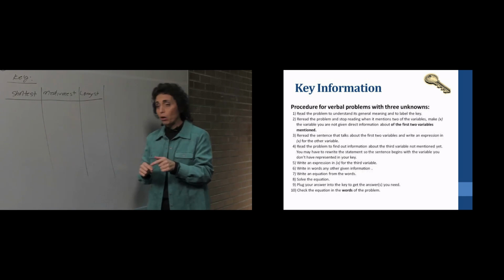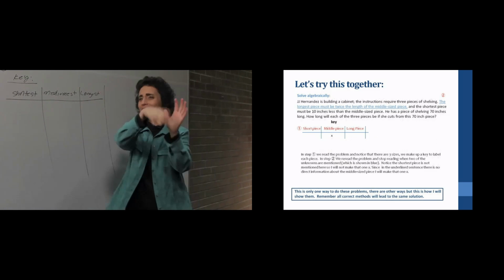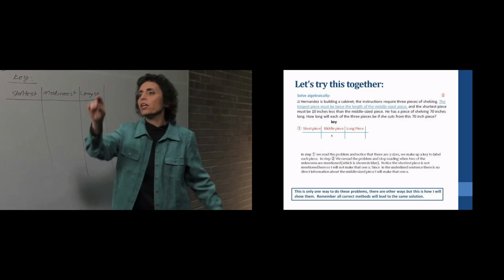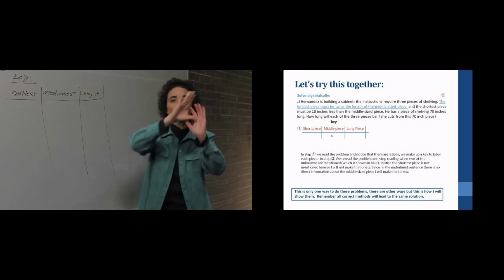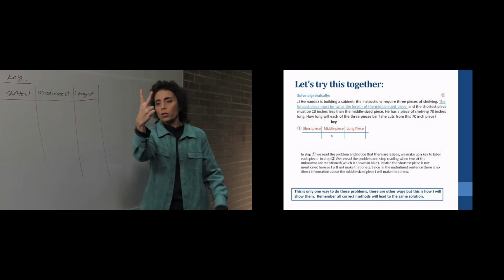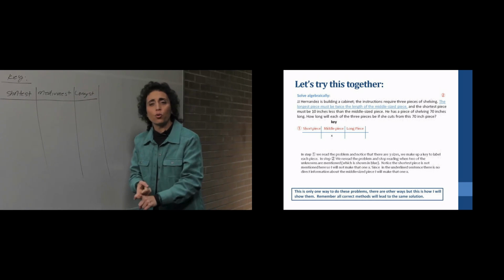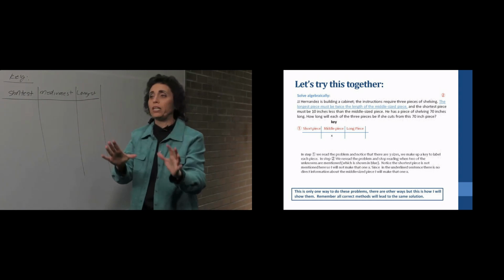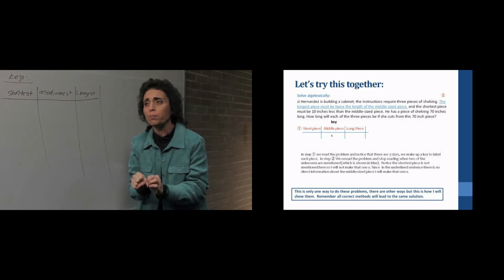So if we go back to the problem and read it, it says, J.J. Hernandez is building a cabinet. That's nice, but who cares? The instruction requires 3 pieces of shelving. Nice, who cares? Okay, here we go. The longest piece must be twice the middle. Stop. Stop reading. The longest is twice the middle, because they're talking about 2 there. They have not said anything about the shortest yet. Do not make X the shortest piece. Make X the one you know nothing about of the 2 they just mentioned.